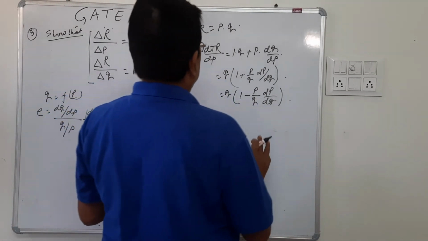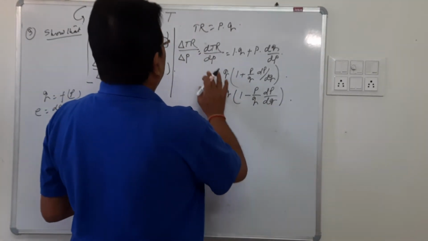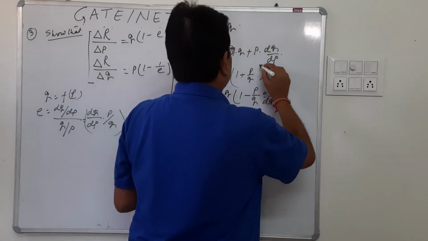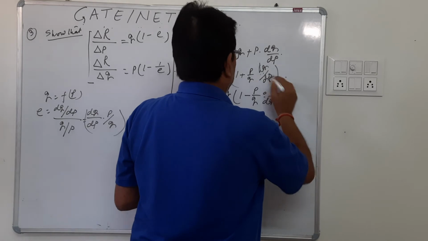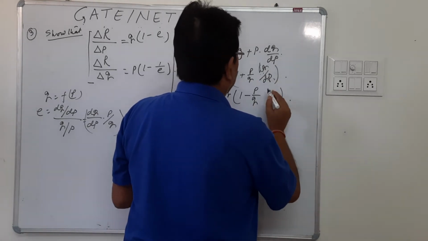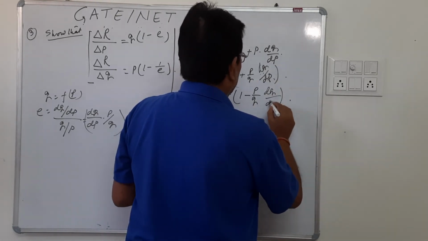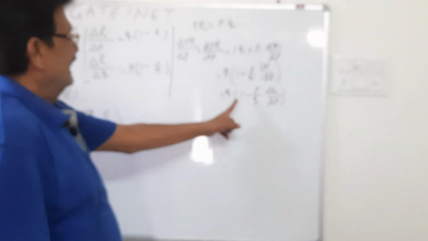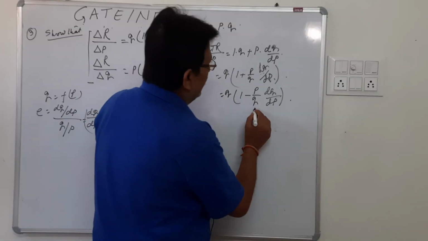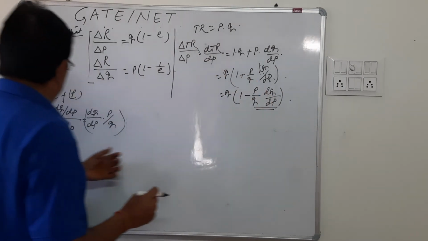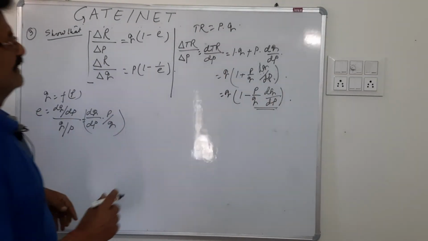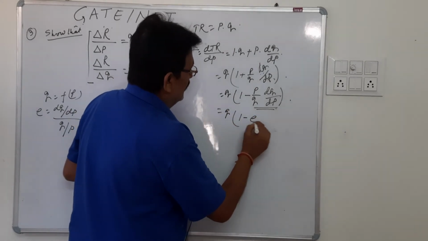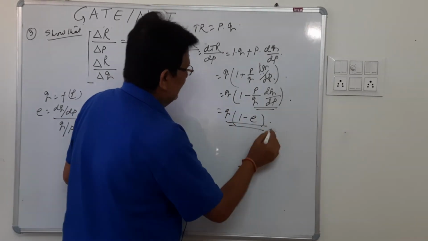Elasticity is dQ by dP into P by Q, and here we have dQ by dP. Now it is obvious that this is 1 and this entire quantity is E. So this is Q into 1 minus E.